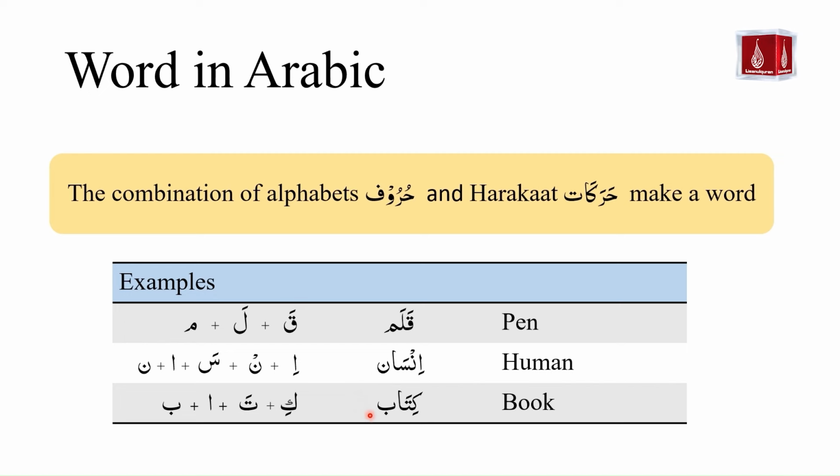The third example is that of the word kitab, which means book. Kitab will have the following huruf: Kaf, Ta, Alif, Ba. And there are harakat below Kaf, which is zair, and on Ta, which is zabar, and the combination of huruf and harakat will make the word kitab.